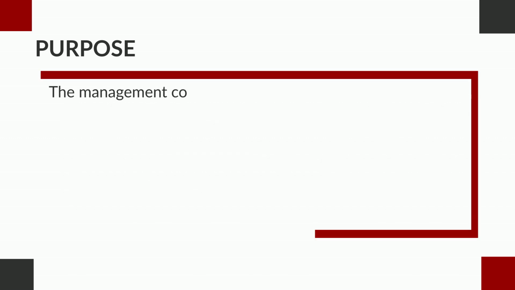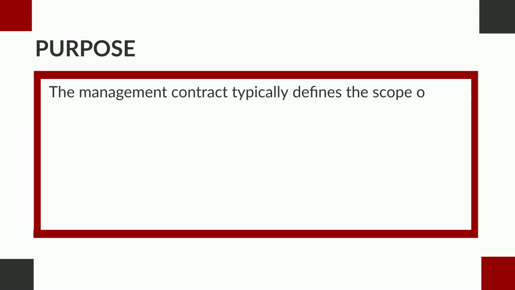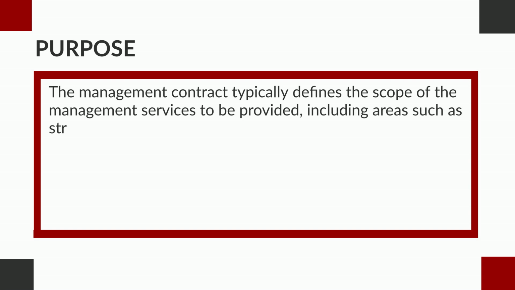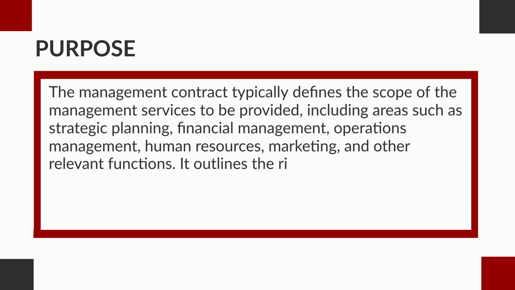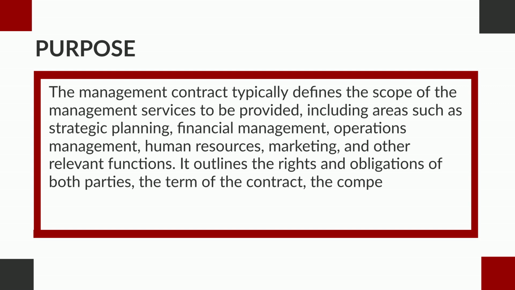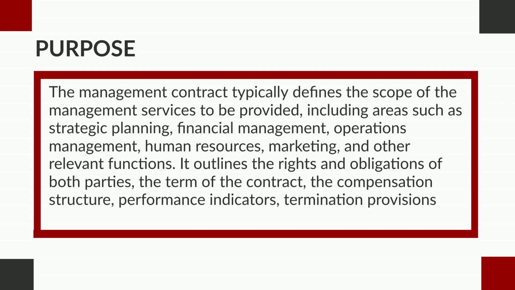The management contract typically defines the scope of the management services to be provided, including areas such as strategic planning, financial management, operations management, human resources, marketing, and other relevant functions. It outlines the rights and obligations of both parties, the term of the contract, the compensation structure, performance indicators, termination provisions, and any other specific terms and conditions agreed upon.